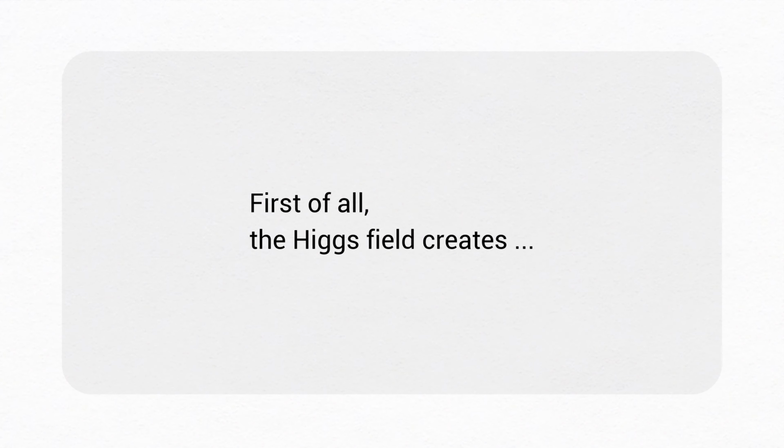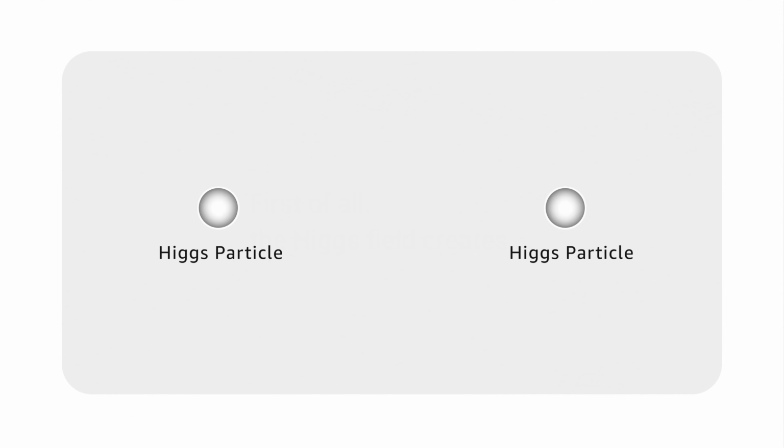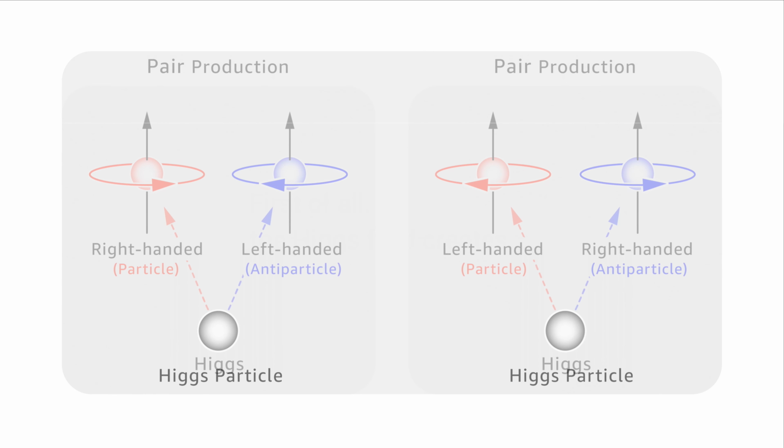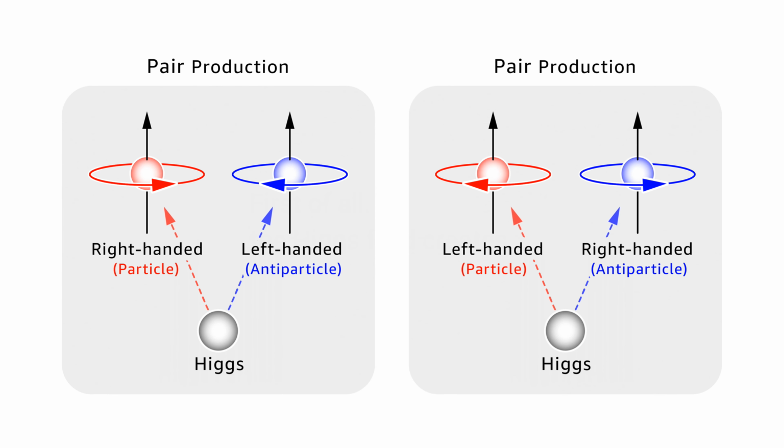First of all, the Higgs field creates Higgs particles. Then, each Higgs particle decays into a particle and its anti-form. When a particle has right-handed spin, its anti-form has left-handed spin. When a particle has left-handed spin, its anti-form has right-handed spin, as illustrated.